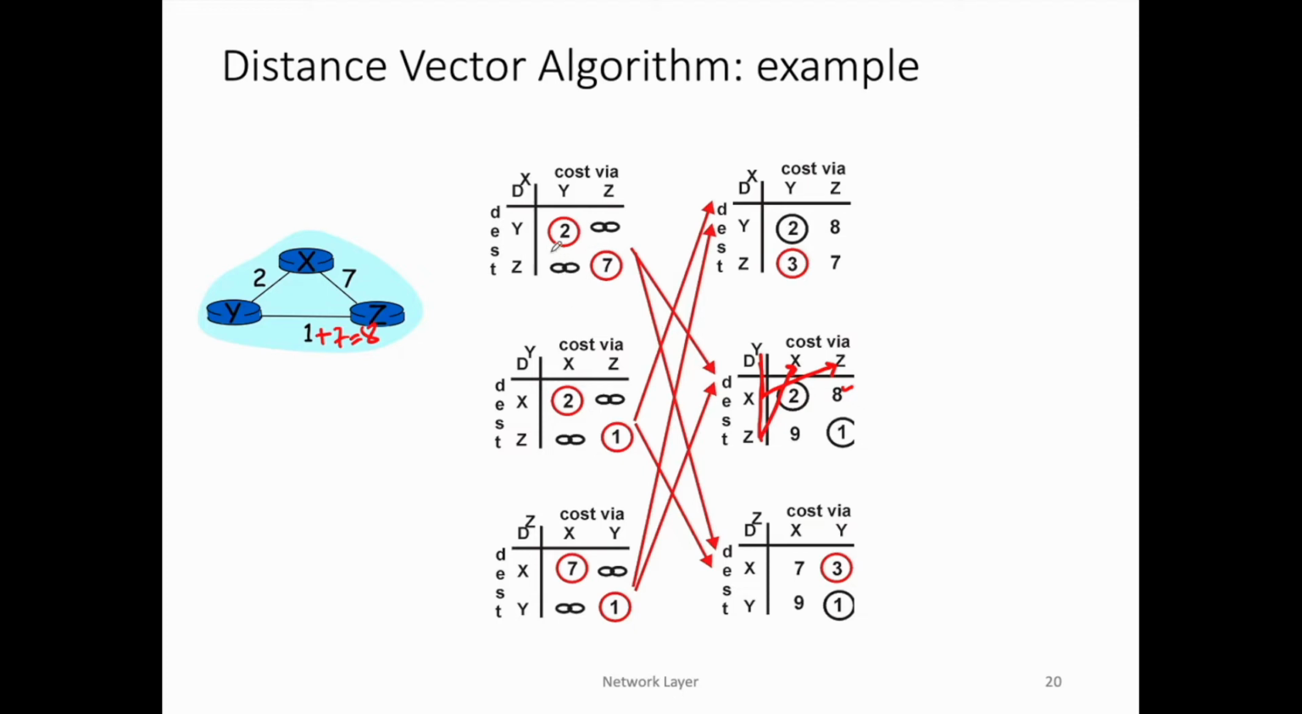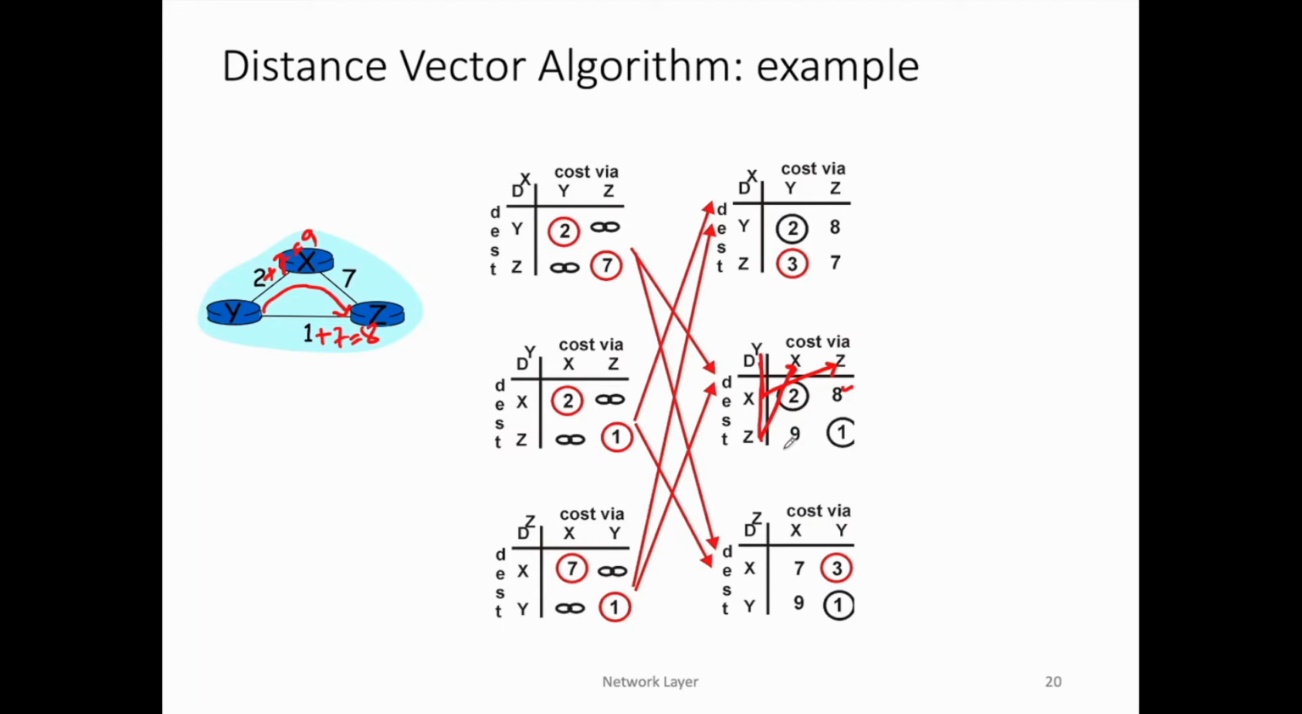So what we have in the table of X is the cost to reach from X to Y, which is 2. Obviously, Y won't be interested in this cost. And what is the second cost? The cost to reach from X to Z via Z, which is 7. So what X is telling Y is that if you want to reach Z from me, the cost is 7. So what Y calculates is that the cost to reach its neighbor X is 2 plus the cost that X is advertising, 7. So if Y takes this path to reach the destination, the cost is 9. So the cost to reach from Y to Z via X, via meaning through neighbor X, is 9.